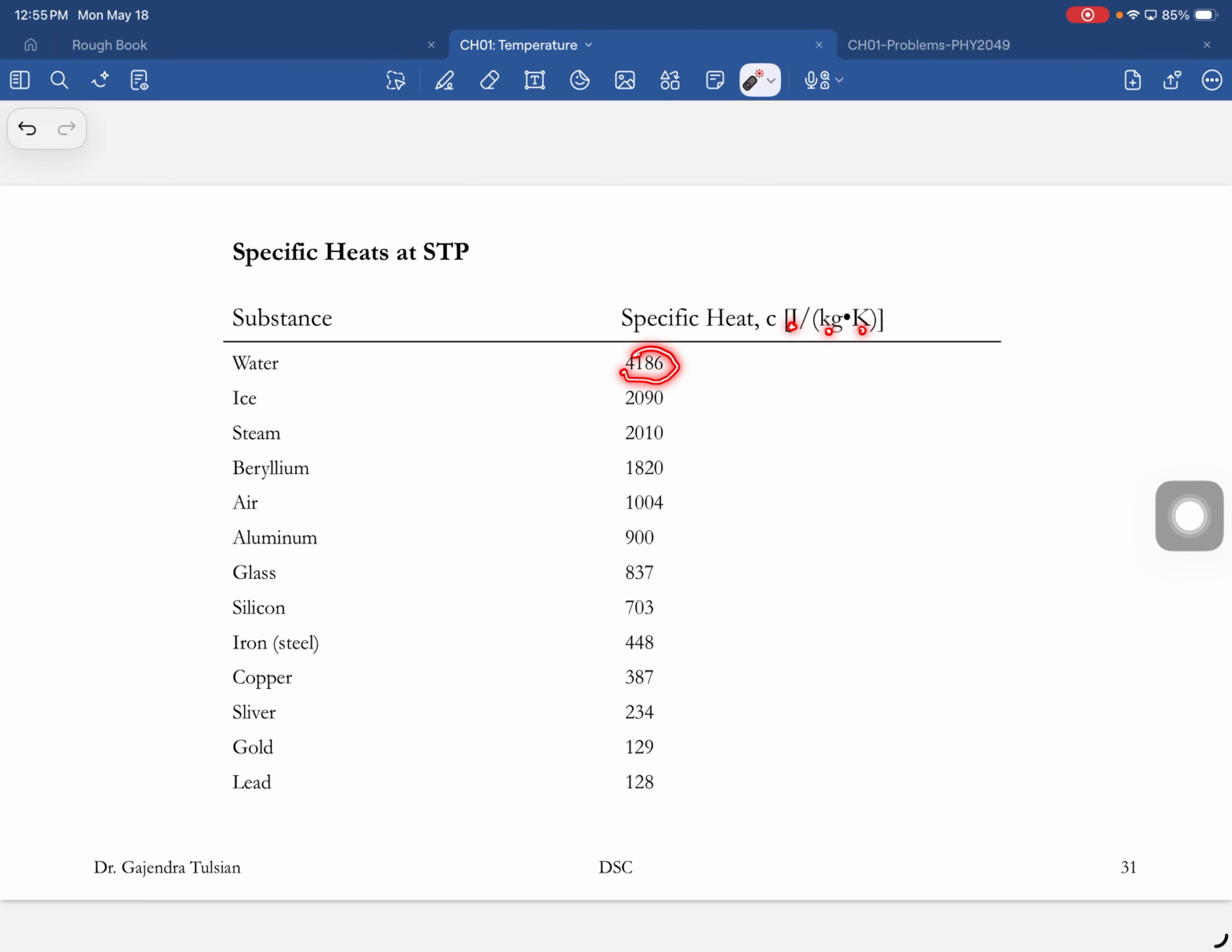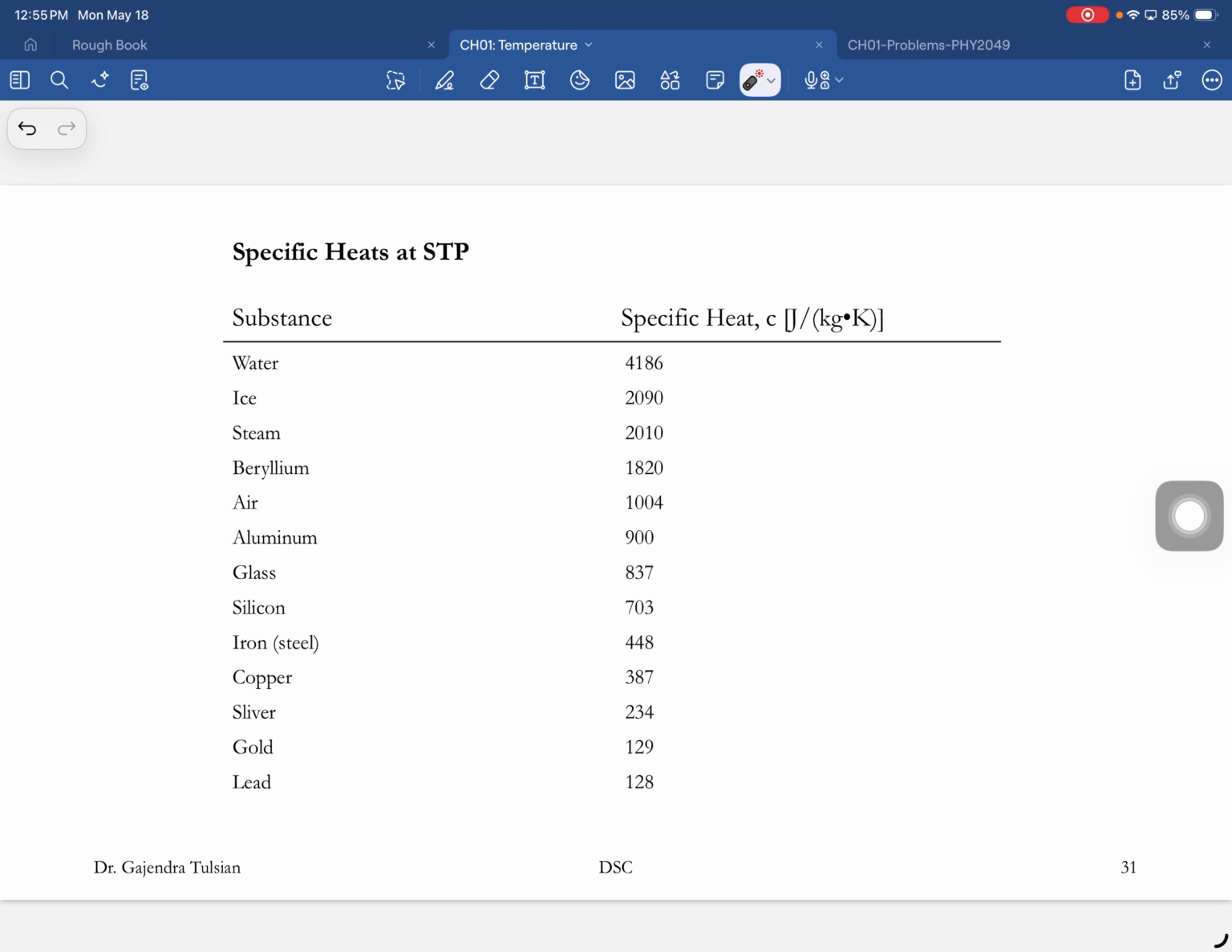So you came for a physics class, and you're getting a real estate class. All right, so you see that number is extremely important. The specific heat of water is very high.